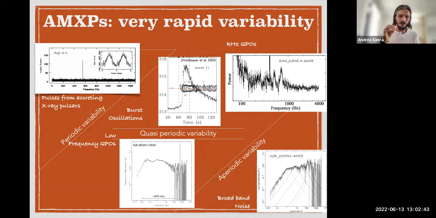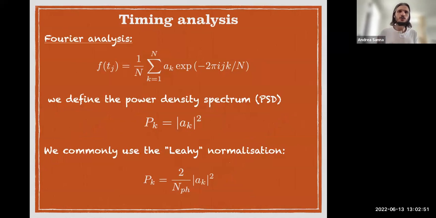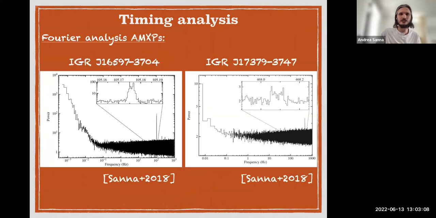So coherent pulsations, meaning we try to detect a signal that is telling us how quickly the neutron star is rotating. How do we do that? Basically, we start with standard Fourier analysis. So we make a Fourier transform. We take the coefficients and we create what is called a power density spectrum. We usually normalize that, for convenience, using the Leahy normalization. And then we end up with something similar.